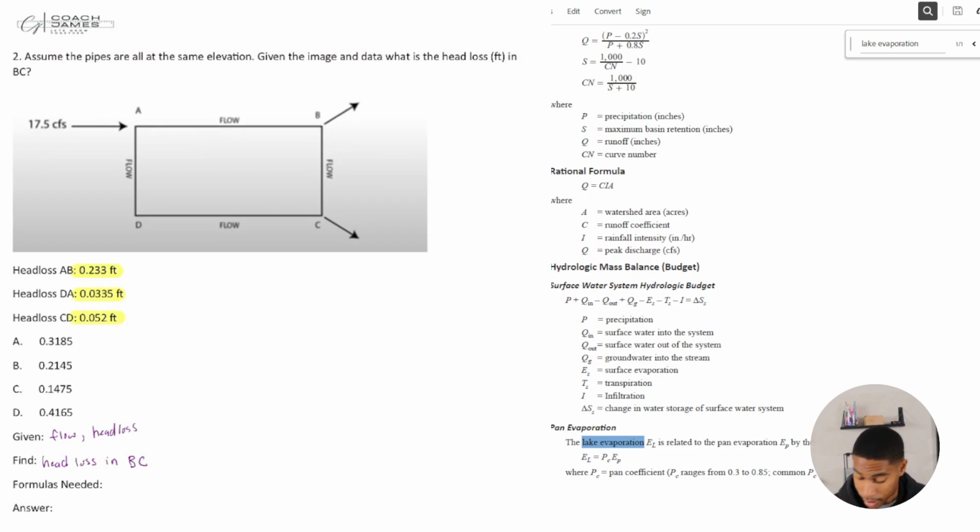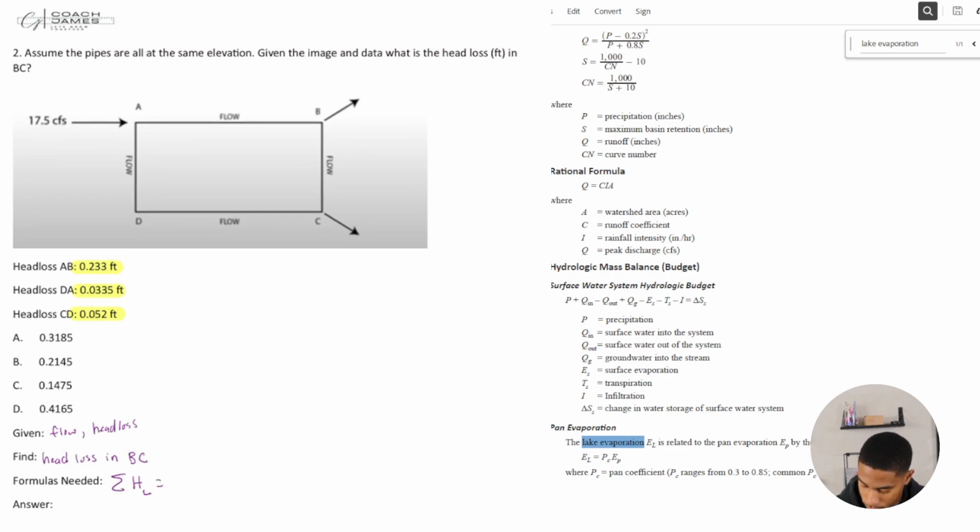So I'll show you what I mean. So the sum of the head loss is equal to 0. So the head loss from A to B plus the head loss in B to C plus the head loss from C to D plus the head loss of A to D should all equal 0. Okay. But this all depends on the direction of flow.